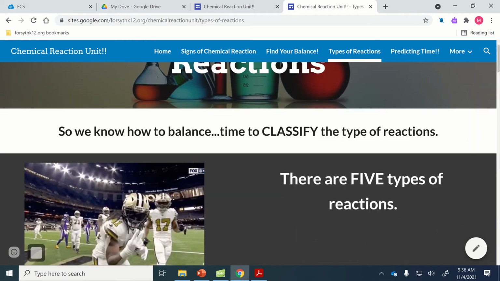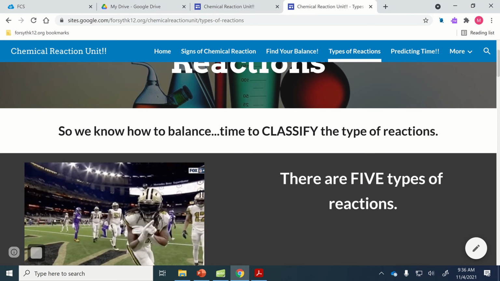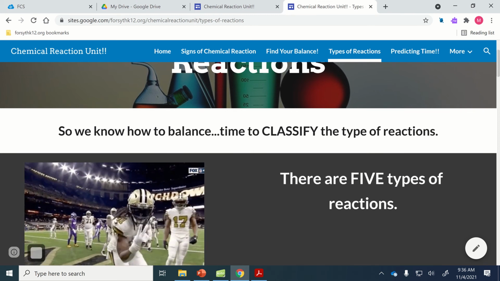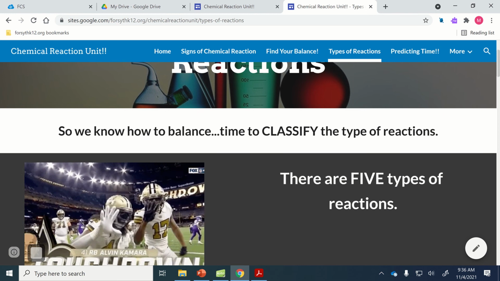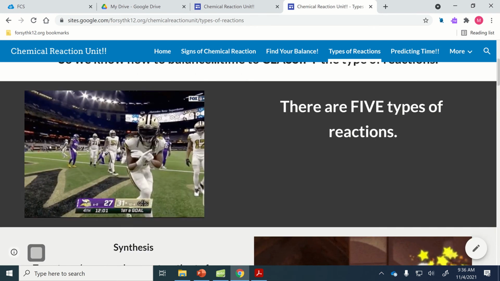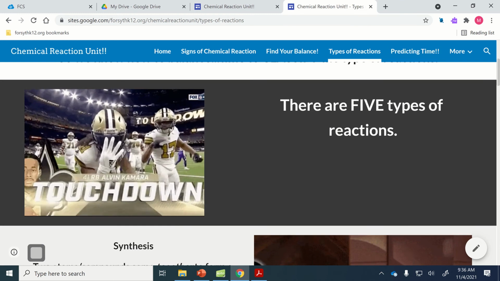So we already figured out how to balance, but now the next part is classifying, and I feel like this part can go pretty quick because you can just look at the reaction and go, it's this type. So what we need to cover is just what are those 5 types of reactions and how can I tell which one is which, okay?